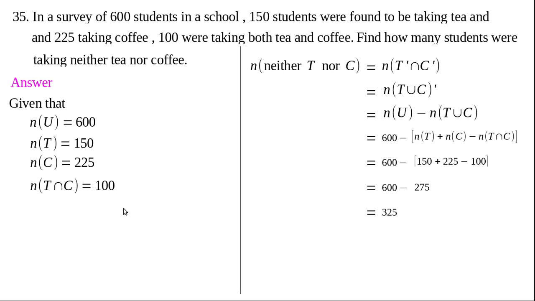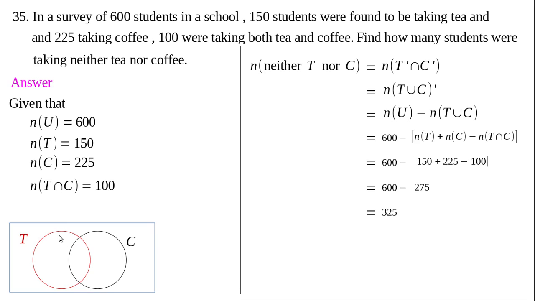You can do the same problem using a Venn diagram also. The total number of students is inside the set U. Here it is given that number of T intersection C is equal to 100. Therefore, write 100 here. Now, number of T is 150. Total number of students who like tea is 150. 100 is already here. Therefore, write 50 here. And number of C, total number of students who like coffee, is 225. 100 is already present here. Therefore, the remaining 125 right here. It means that 50 students like tea only, 125 students like coffee only.